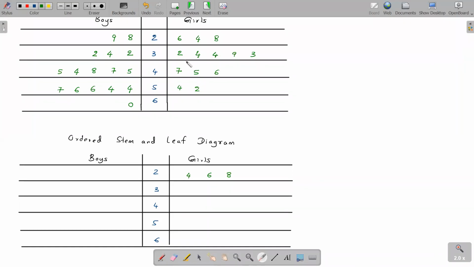Okay, so the next line, 2, 4, 4, 9, 3. When you arrange, it's going to be 2, 3, 4, 4, and 9. Is that correct? Okay, 7, 5, 6. When you rearrange, you get first 5, 6, and 7. Next one, 4 and 2 rearranges to give 2 and 4. So now you can see the girls data set is completely written in ascending order. So 24, 26, 28, 32, 33, 34, 34, 39, 45, 46, 47, 52, and 54. So this is the girls' data set, completely written in ascending order.